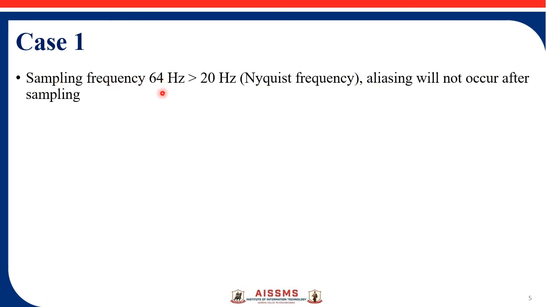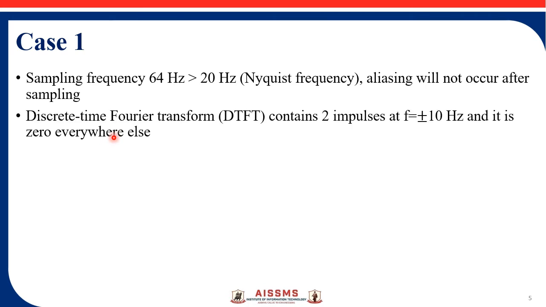As the sampling frequency is 64 Hz, it is greater than 20 Hz. 20 Hz is the Nyquist frequency, that is 2 into 10 Hz. So the aliasing will not occur in this case after sampling. Since the time domain sequence is a pure sinusoid, its discrete time Fourier transform contains two impulses at frequency plus and minus 10 Hz, and the plot contains two impulses at f equal to plus and minus 10 Hz, and elsewhere it is 0.